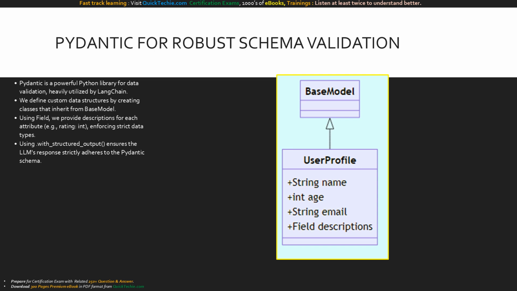By passing this Pydantic model into methods like .with_structured_output, we force the LLM to conform to our exact object structure, guaranteeing our application receives native, type-safe Python objects.